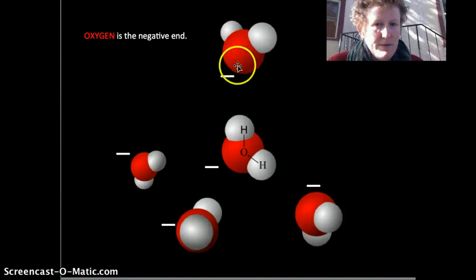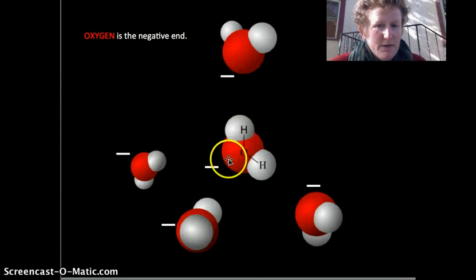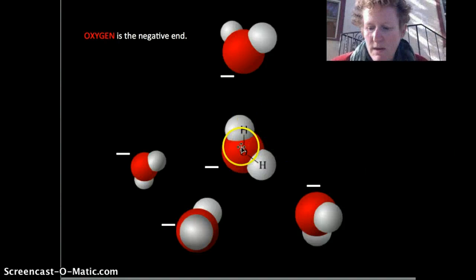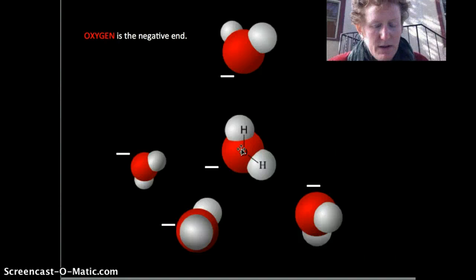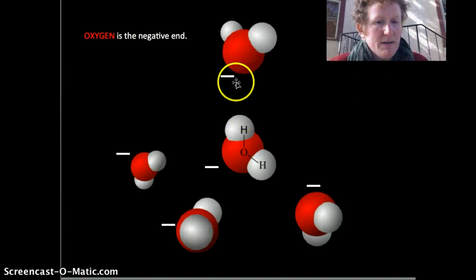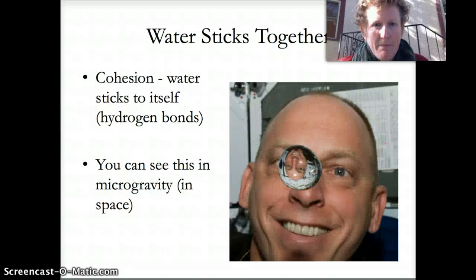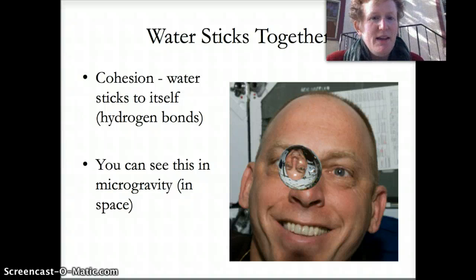And there you go. You can see there's a pole. This end becomes positive because the hydrogens don't share those electrons equally in the covalent bond within the water molecule. The covalent bond is within, between oxygen and hydrogen. The hydrogen bonds are between the molecules. Hydrogen bonds are between water molecules. Those hydrogen bonds are what makes water stick together so well.